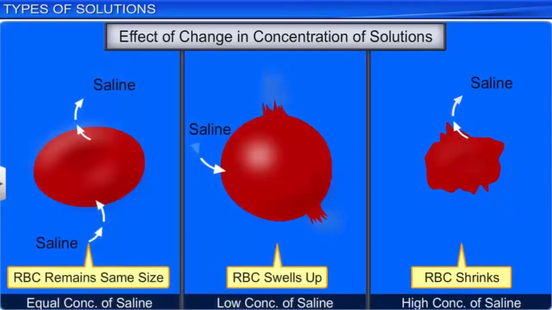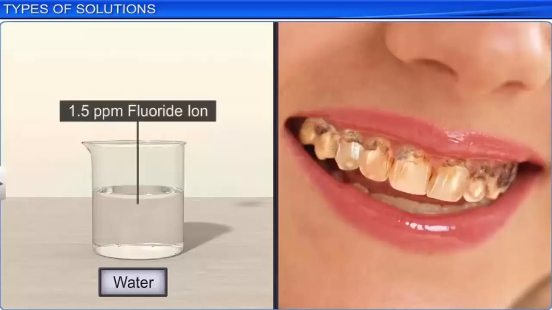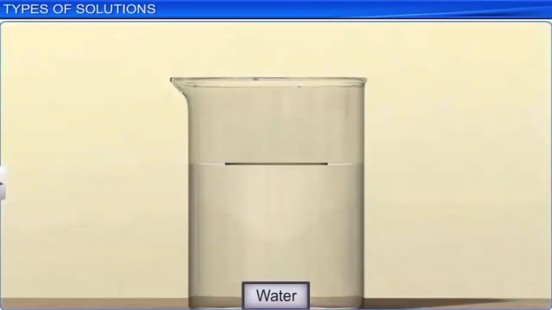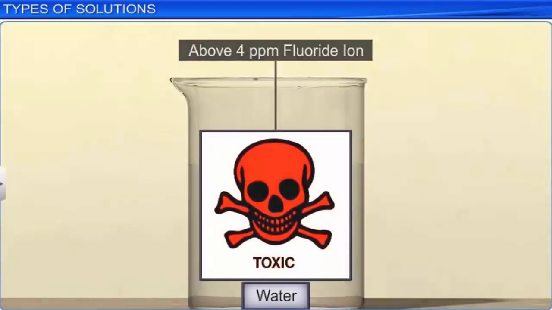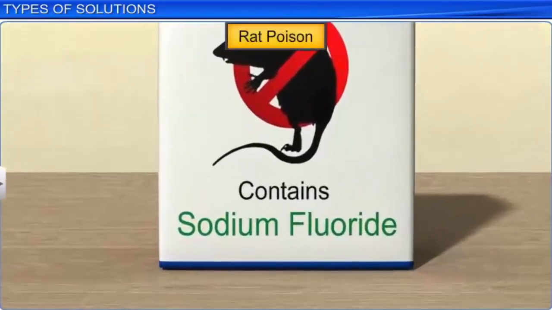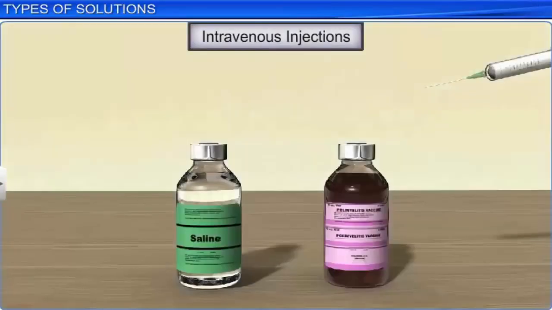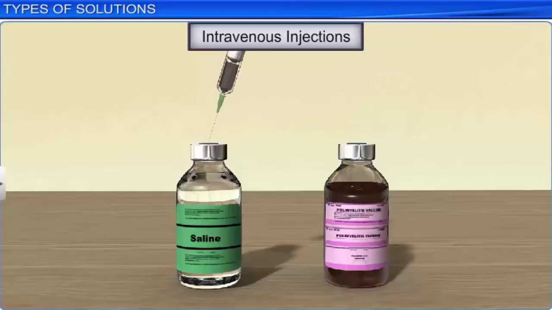For example, 1 part per million or 1 ppm of fluoride ions in water prevents tooth decay, while a concentration of 1.5 ppm causes spotted tooth. And any concentration at and above 4 ppm becomes toxic. Therefore, sodium fluoride is used as rat poison. Intravenous injections are always dissolved in water containing salts at particular ionic concentrations, so as to match the blood plasma concentration.